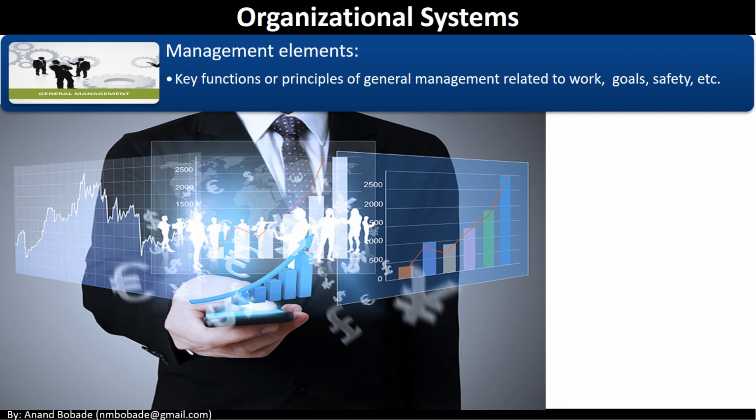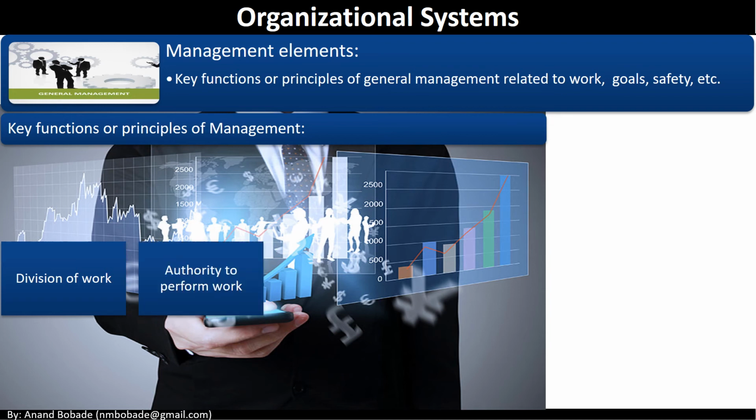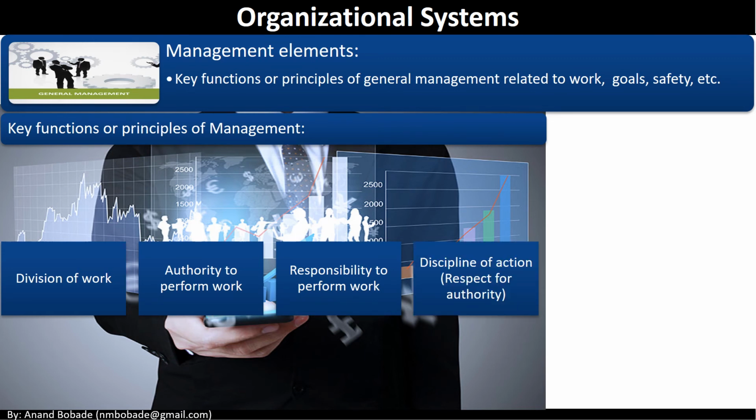Management elements. Key functions are principles of general management related to work, goal, health, safety, etc. So what are the key functions or principles of management? Let's list them one by one. So we have division of work, how work is divided between different stakeholders, here different resources. Authority to perform the work, responsibility to perform the work, discipline of action. For example, whether the resources are respecting the authority of their superiors, their higher resources.